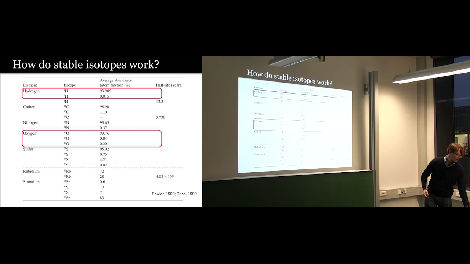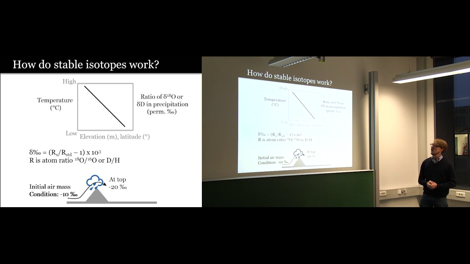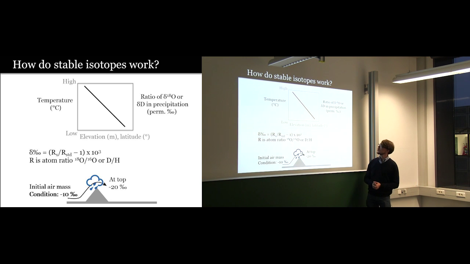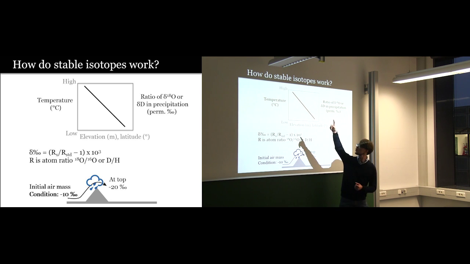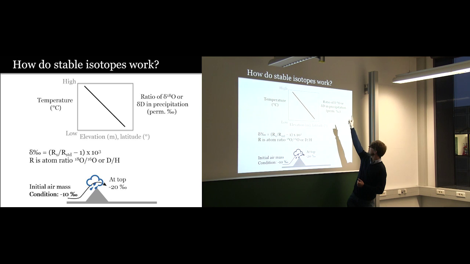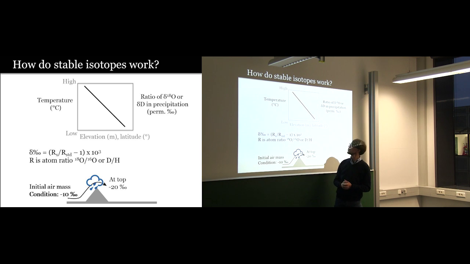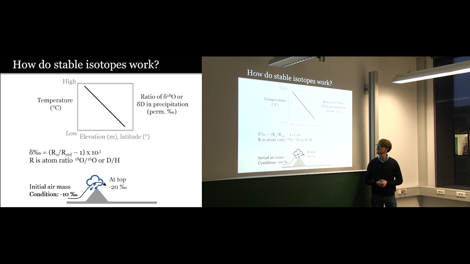So how do we use these isotopes to decipher elevation changes and also climate? The concept is shown here in a nutshell in this slide. In general, if you have a temperature gradient from high to low, and on the x-axis is plotted elevation or even latitude, the ratio of delta 18O or delta D in precipitation usually mimics this linear relationship with temperature versus elevation or latitude.